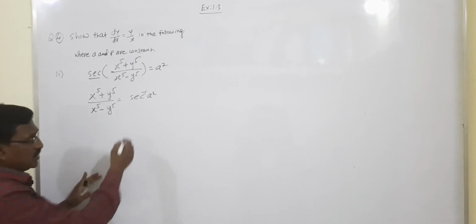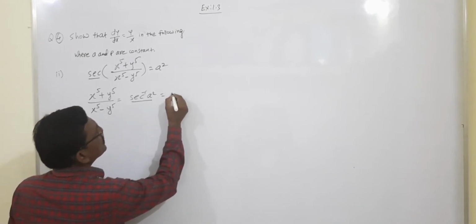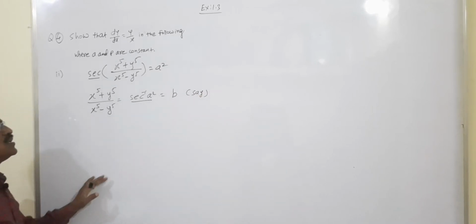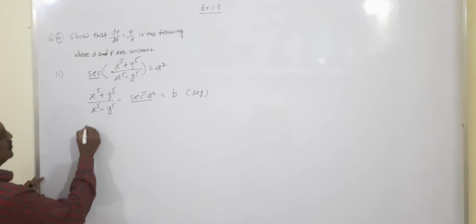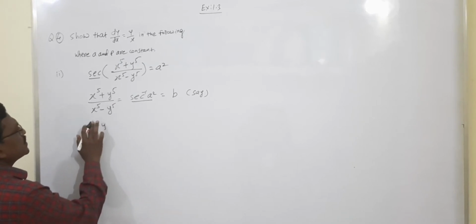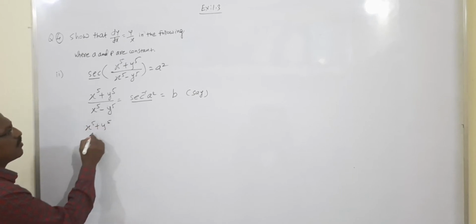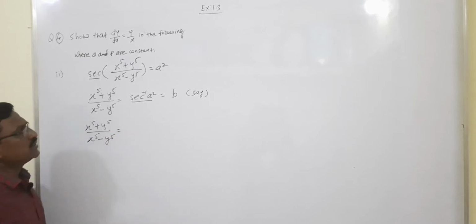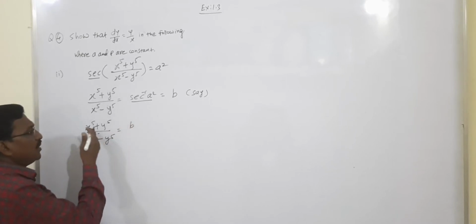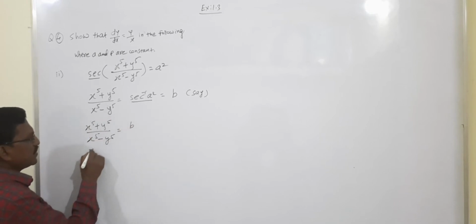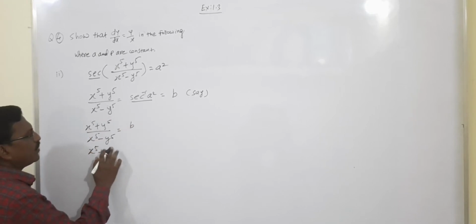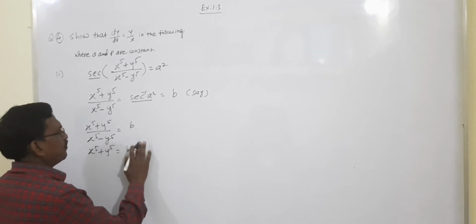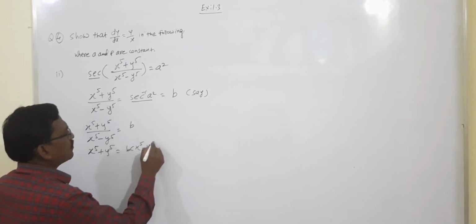Now this is a total constant, that's why we call it b. B is a constant. This becomes x to the power 5 plus y to the power 5 divided by x to the power 5 minus y to the power 5 is equal to b. Now we take this term to the right hand side: x to the power 5 plus y to the power 5 is equal to b into x raised to power 5 minus y to the power 5.